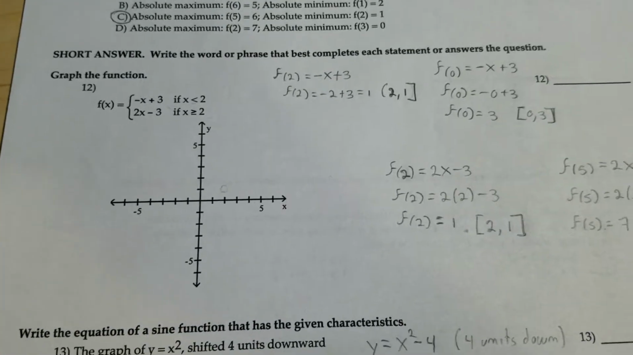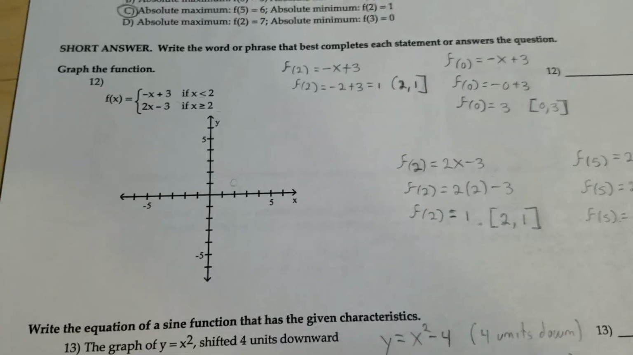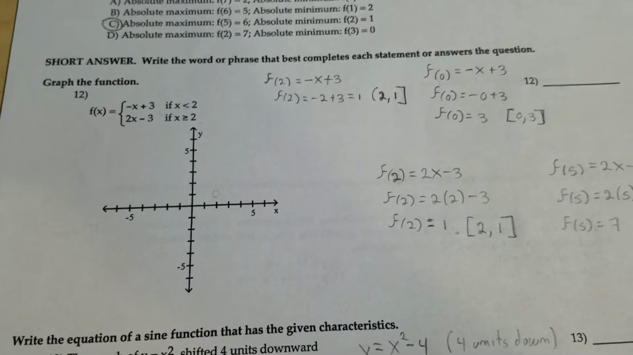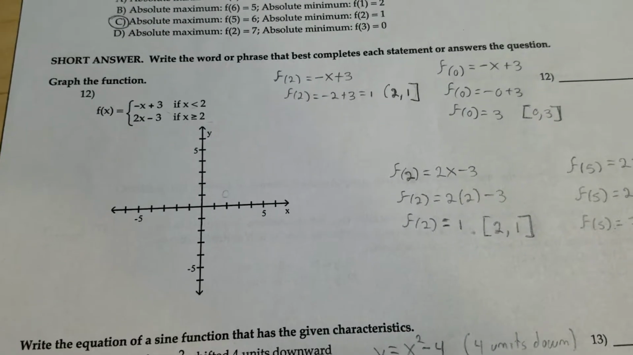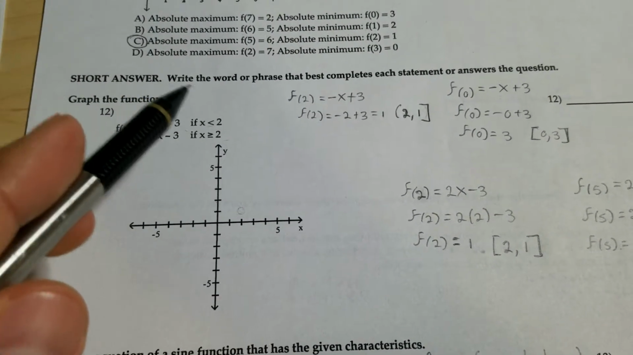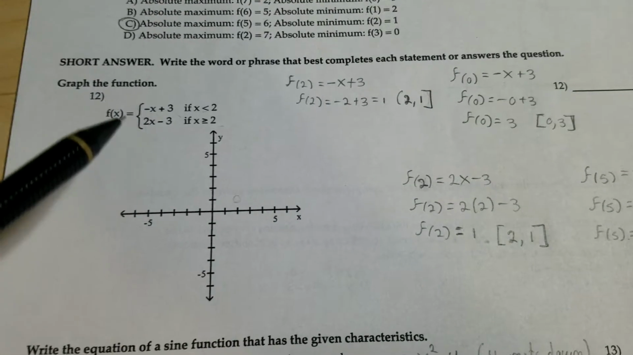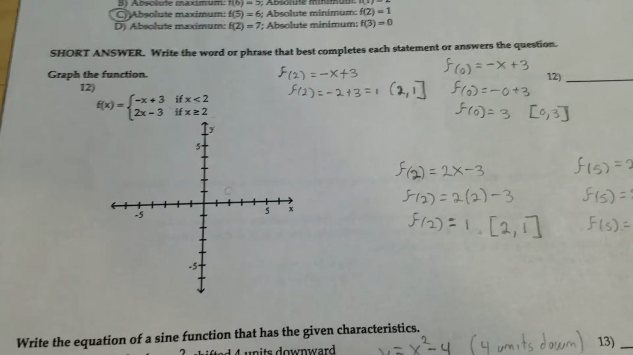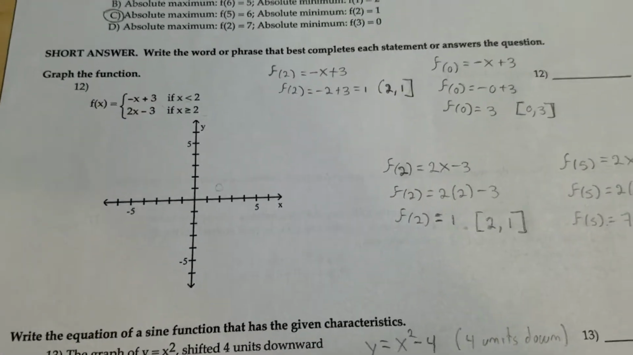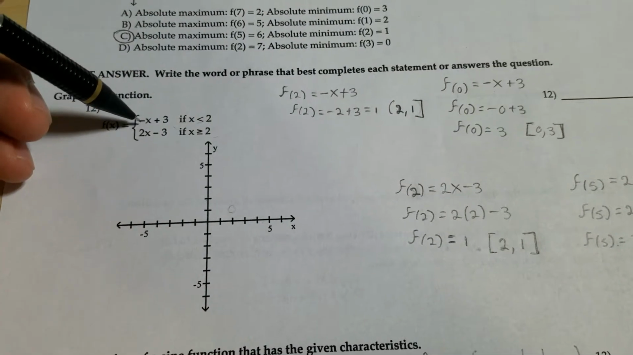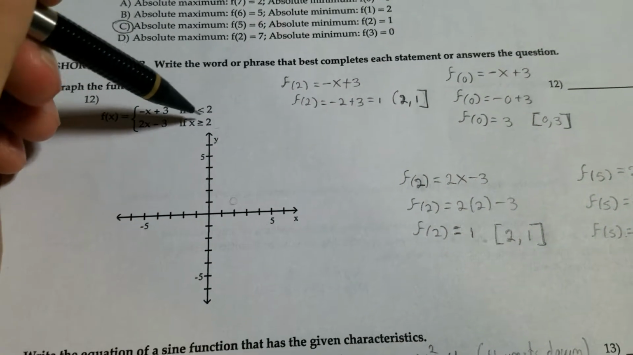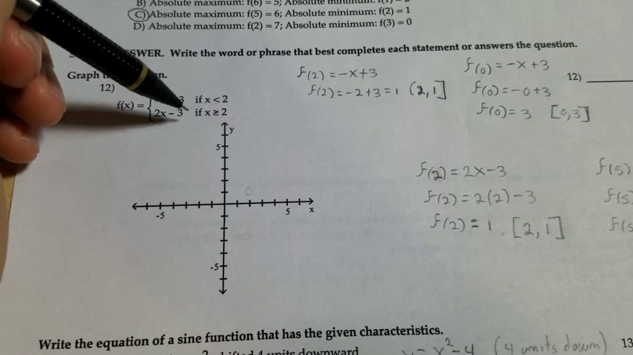So number 12. If you want to graph number 12, this is what we call a piecewise function. The reason why is because you have multiple functions being combined into only one. So this is what we call a piecewise function. How do we do this? You first have to read line by line. This is one function and this one is another function.